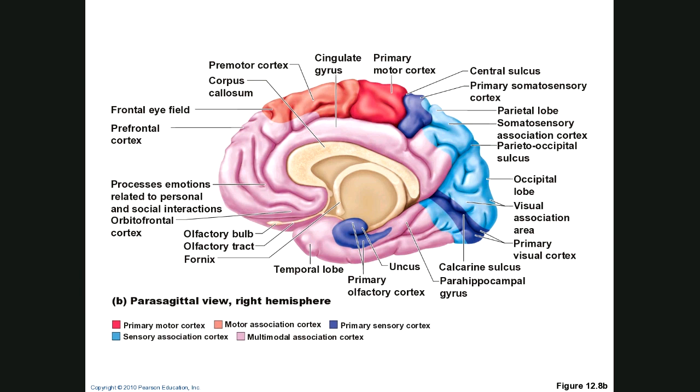Okay, here is a cross section of the brain, and there's just a little bit to add on this. We see another gyrus you can't see from the outside, which is your cingulate gyrus. And then you've already seen the corpus callosum, the fornix, and the thalamus. This is your primary olfactory cortex, which was impossible to see from the other pictures.